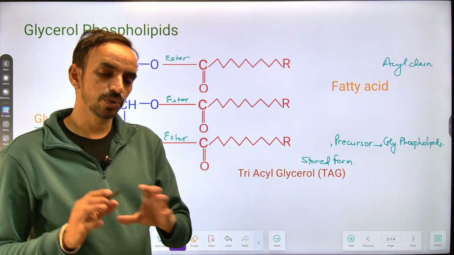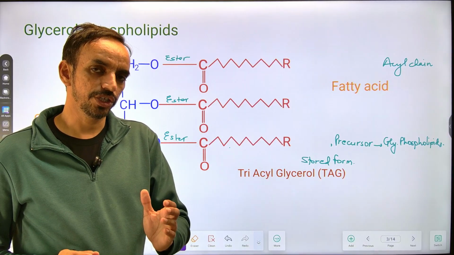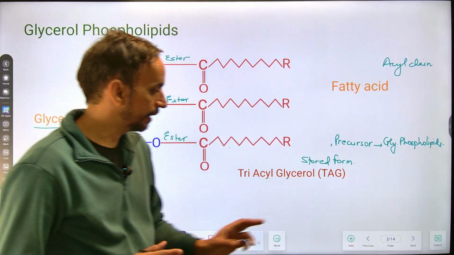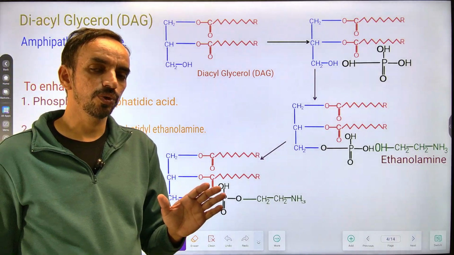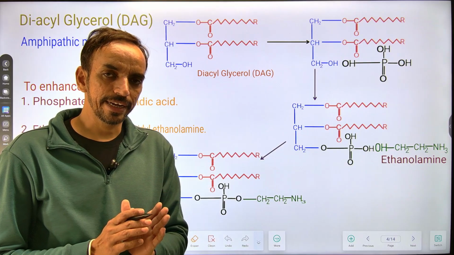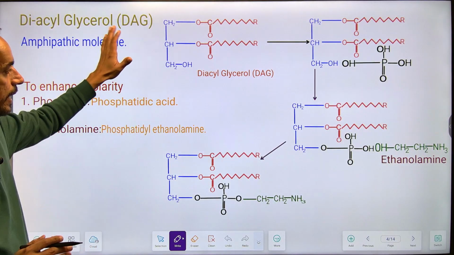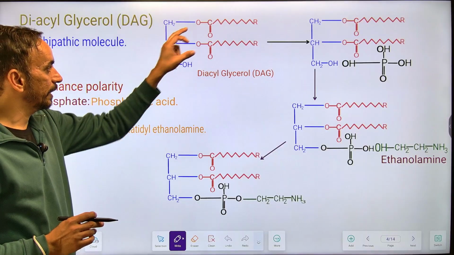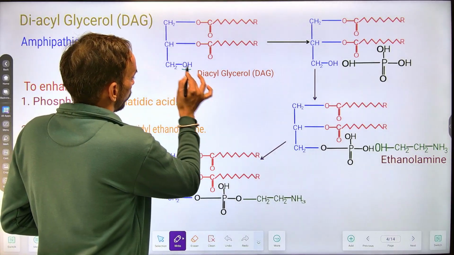So इसके फॉर्म में लिपिड्स को स्टोर किया जाता है, but the framework structure which forms all other glycerol phospholipids is the diacyl glycerol. So the triacyl glycerols are stored in most organisms as a source of energy, while the diacyl glycerol will act like a precursor for all the glycerol phospholipids. So we will start with the diacyl glycerol, and this is the structure of diacyl glycerol. दो acyl chain हैं, एक glycerol है, and there is a presence of a hydroxyl group.